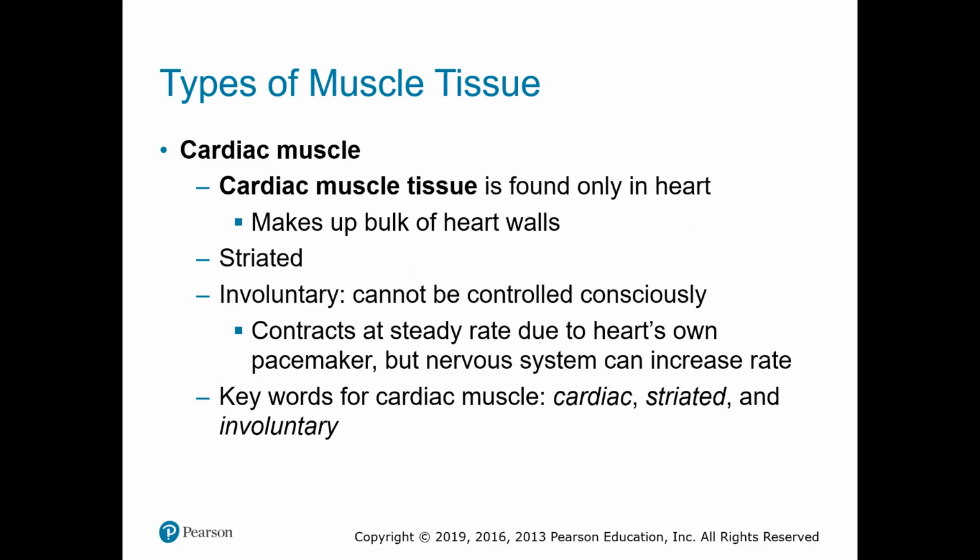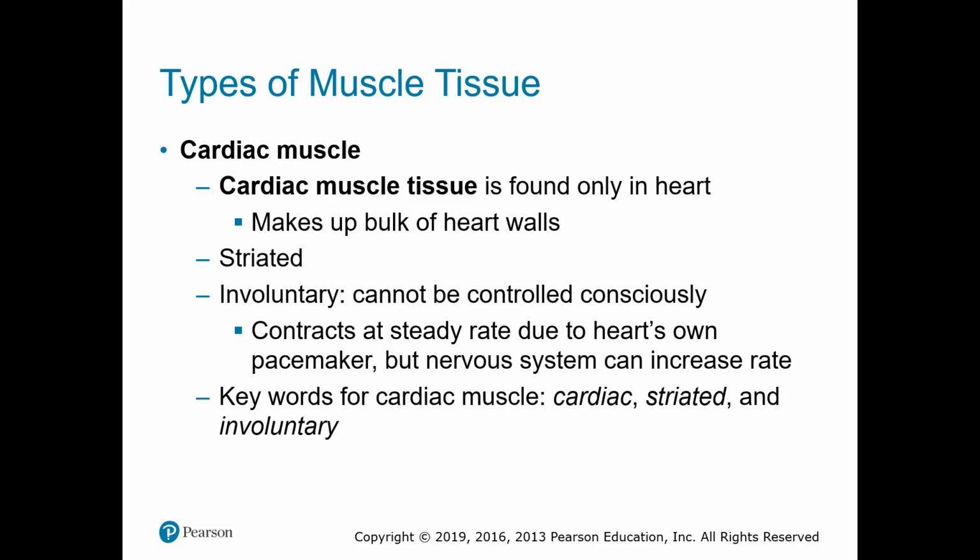So, cardiac muscle, only found in the heart, makes up not all of the heart, but the bulk of the heart. Cardiac muscle wraps around the heart in a series of bands, so it has something to contract against. It is striated. That's its only similarity to skeletal muscle. It is involuntary. The cardiac muscle branches.